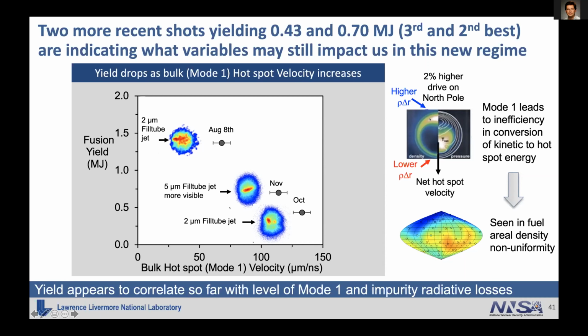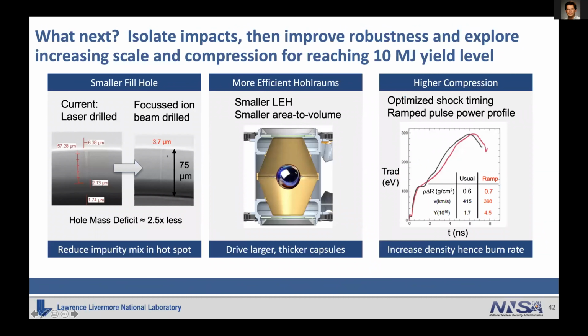you greatly distort the capsule. You get much more shell forming at the top than the bottom. You get the hotspot moving. This leads to an inefficiency because you're not putting all your energy into hotspot energy. And this is seen in the ROR pictures. So clearly we have work to do to reduce this mode 1 or to make things more robust. And in fact, making things robust is exactly what we want to do. So what's next?